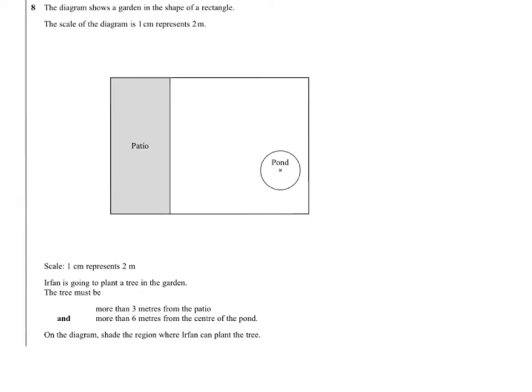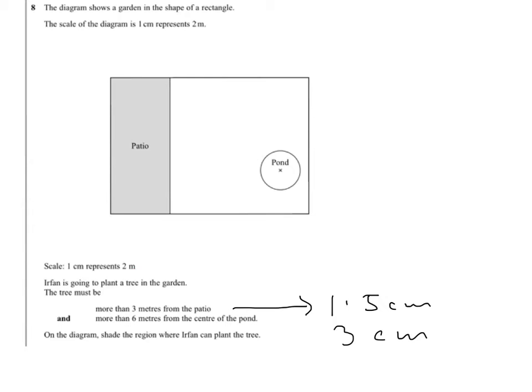So I'm going to convert, using the scale, the lengths into the centimetres I need to use in my diagram. So 3 metres from the patio, well, 1 centimetre represents 2, so it's 3 divided by 2, that's 1.5 centimetres. And then for the 6 metres from the centre of the pond, 6 divided by 2 gives me 3 centimetres. So those are the distances I must use in my answer.